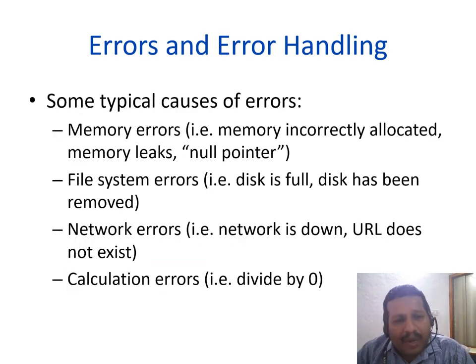So what are the causes of errors? Some causes are memory errors, where your memory is allocated incorrectly. File system errors: suppose your disk is full or your disk has been removed, you will find file system errors. If your file is not present in that particular path, you will also get this type of error. Network errors: if you are working in client-server technology and your network is down or your URL does not exist, you will get network errors. Sometimes you will get a calculation error, which is divide by 0.